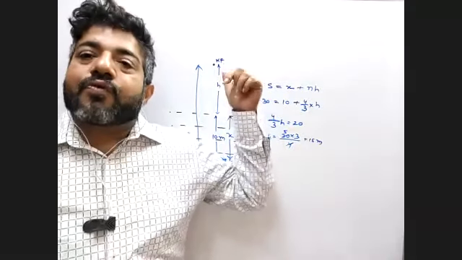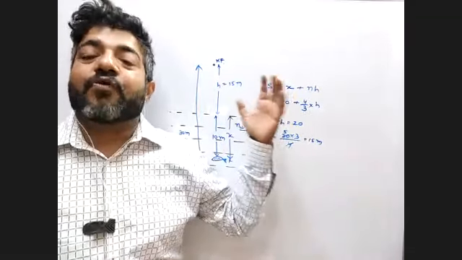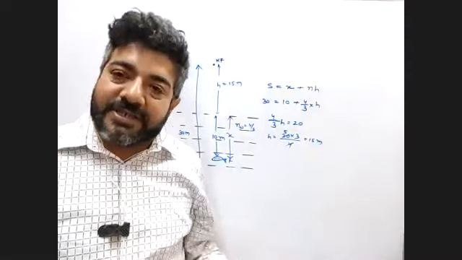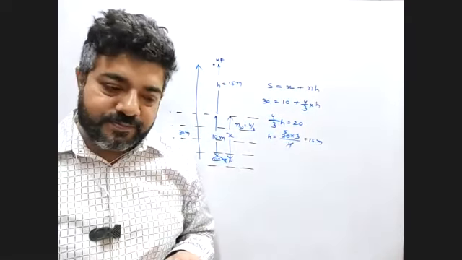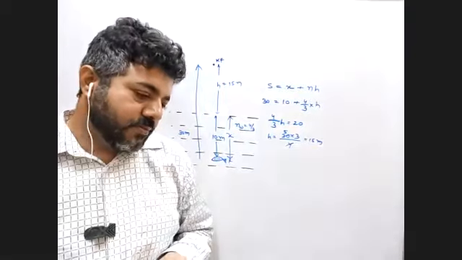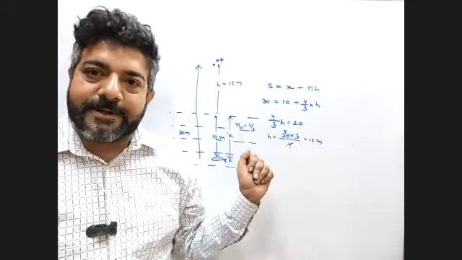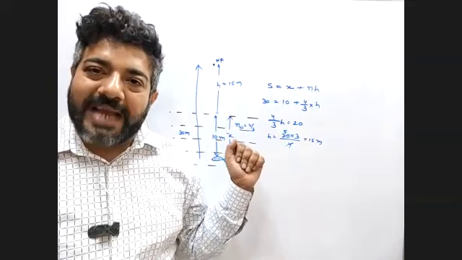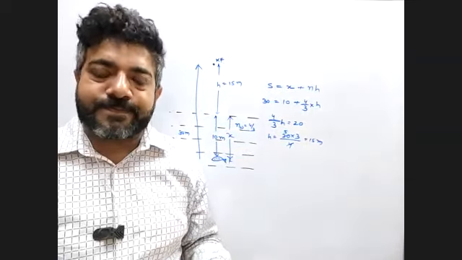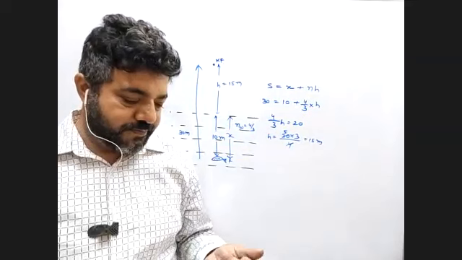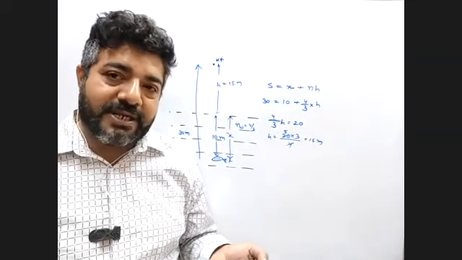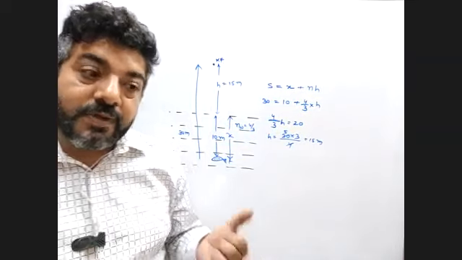Where the Kingfisher observed the fish? Are you getting my point? Yes, sir. So now, who is the observer? Kingfisher is the observer. And who is the object? Fish is the object.